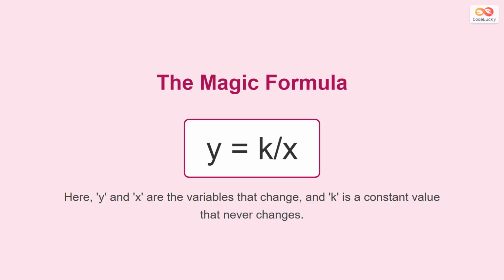In algebra, we use a specific formula to represent this relationship. It's written as y equals k over x. In this formula, the letters y and x are our variables, meaning their values can change. The letter k, however, is a constant. That means its value stays the same throughout the problem.